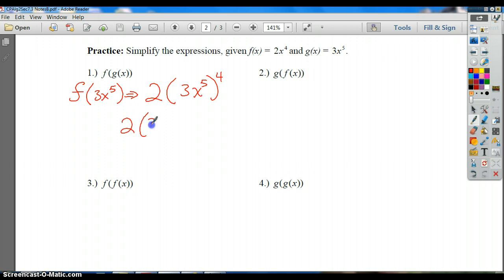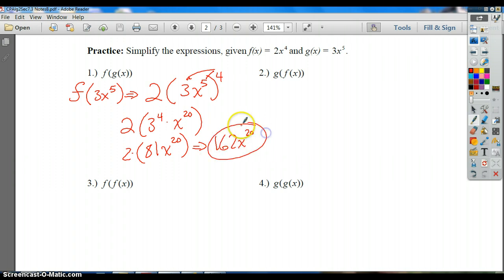So this is going to be 3 to the 4, x to the 20. Okay, multiply under exponent. So 3 to the 4th would be 3 times 3 times 3 times 3, which is 9 times 9. So this is 81 x to the 20th. This is being multiplied by 2. So we can stop at 162 x to the 20th.